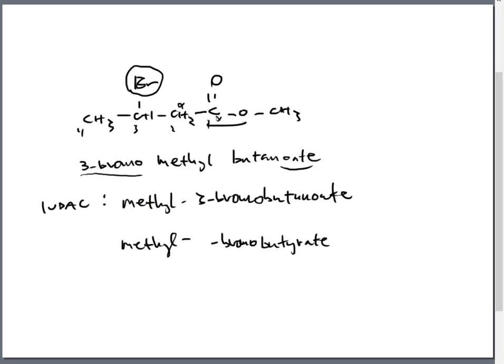And it still holds true here. There's no difference. So if this is alpha, this is our beta carbon, and this is a beta-bromobutyrate. So the common name is methyl beta-bromobutyrate. The IUPAC name is methyl 3-bromobutanoate. That's your nomenclature for an ester. All right, now we're going to do one more.